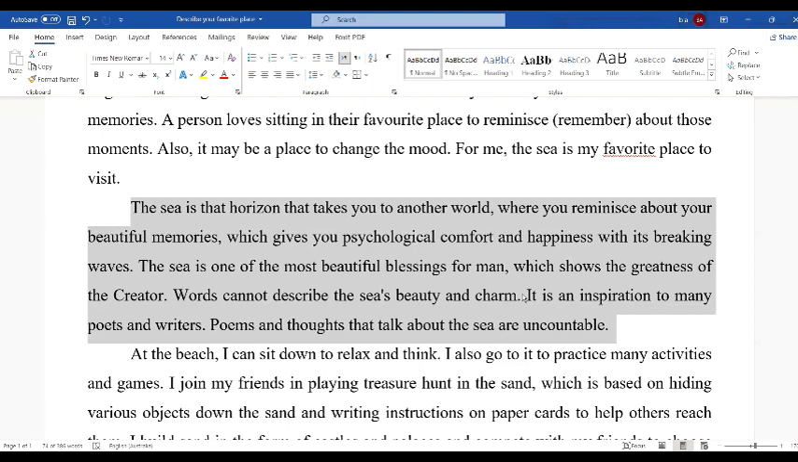It's an inspiration to many poets and writers. Poems and thoughts that talk about the sea are uncountable.